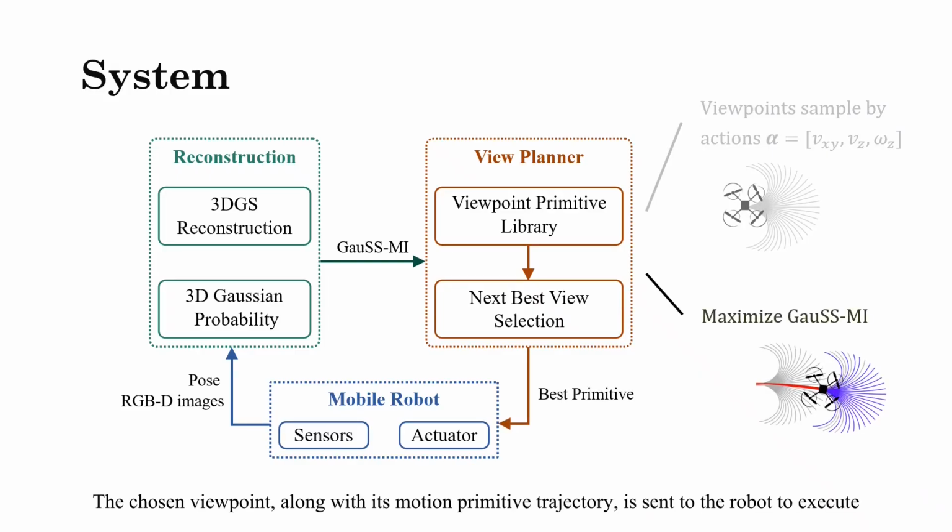The chosen viewpoint, along with its motion primitive trajectory, is sent to the robot to execute the movement to the next best view. The robot then captures a new image from this viewpoint, which is fed into the reconstruction module to update the 3D Gaussian splatting map. This iterative process yields a reconstruction model with high visual quality.